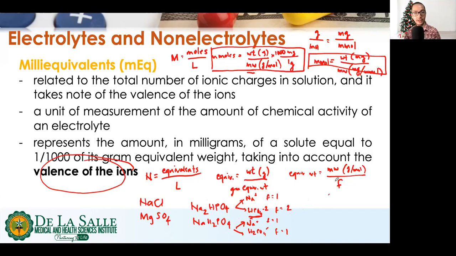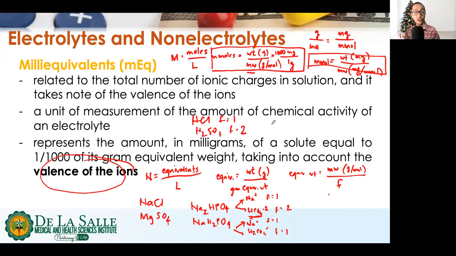Doon sa factor. Remember last time in my discussion, I only defined the factor, okay, based on acids and bases, okay? Sinabi ko na the factor of acids, okay, is basically the number of replaceable hydrogen ions in the acid, okay? So for example, hydrochloric acid has a factor that is 1. Sulfuric acid has a factor that is equal to 2.